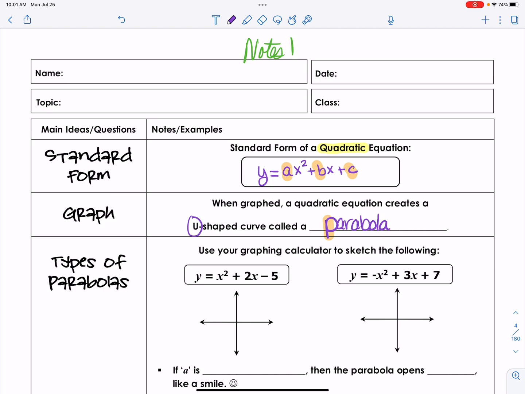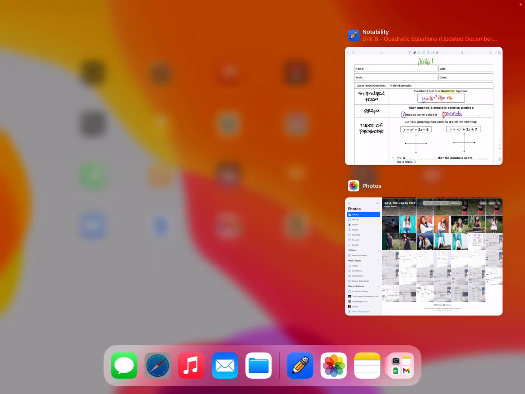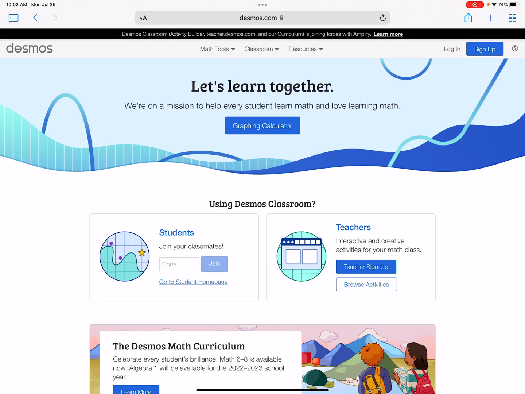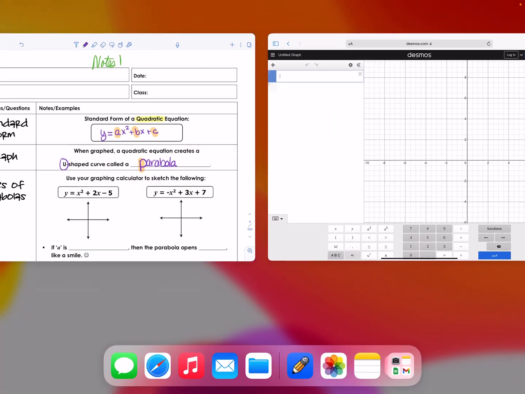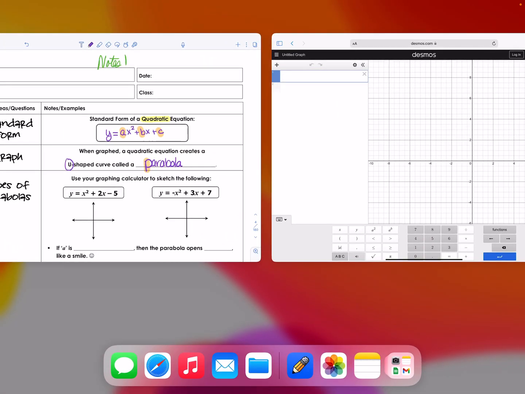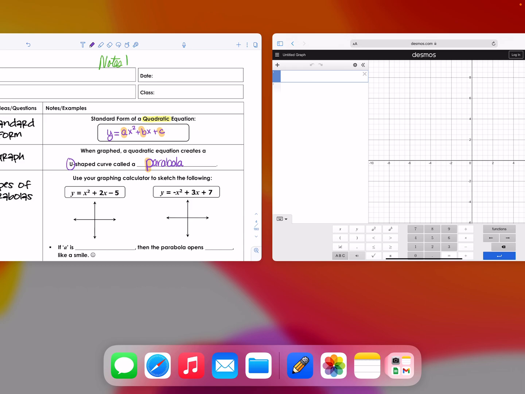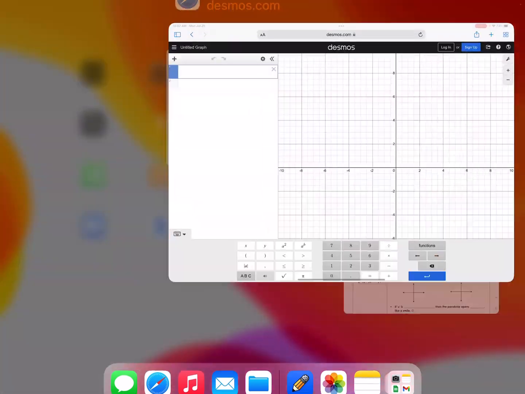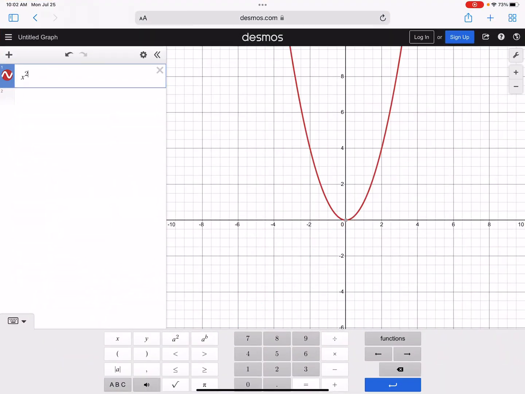So again, I have to use Desmos for my calculator. I can't use the TI. But if I go to Desmos, and I go to my graphing calculator, okay, it wants me to graph. It says use your calculator to graph the following and sketch it. x squared plus 2x minus 5. So x squared plus 2x minus 5.